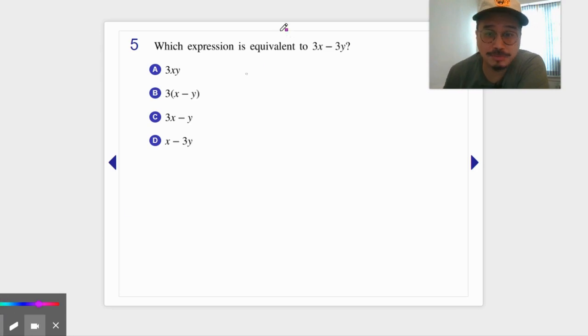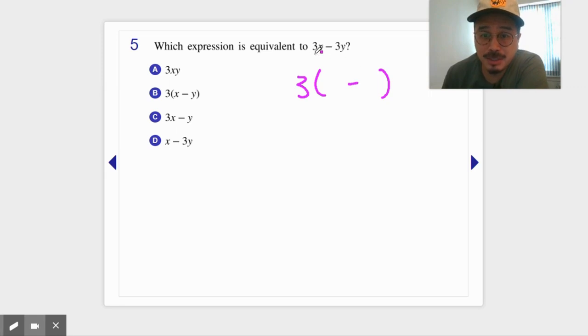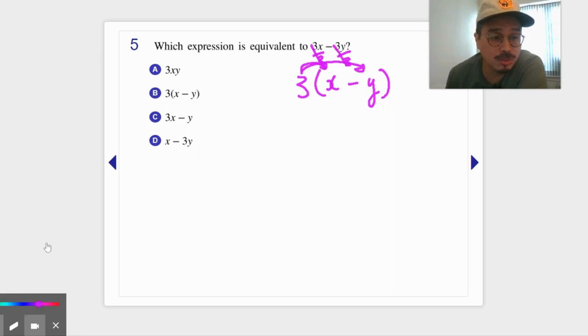Because the question is something like this. Let me write something. If the greatest common factor is 3, think about it like this. I divide both of these by 3. 3 divided by 3 is 1x, or just x. 3 divided by 3 is 1y, or just y, and that's it. How do you know you're right? You can distribute, remember that? So 3 times x is 3x, minus 3 times y is 3y. So that would give you an answer of B.